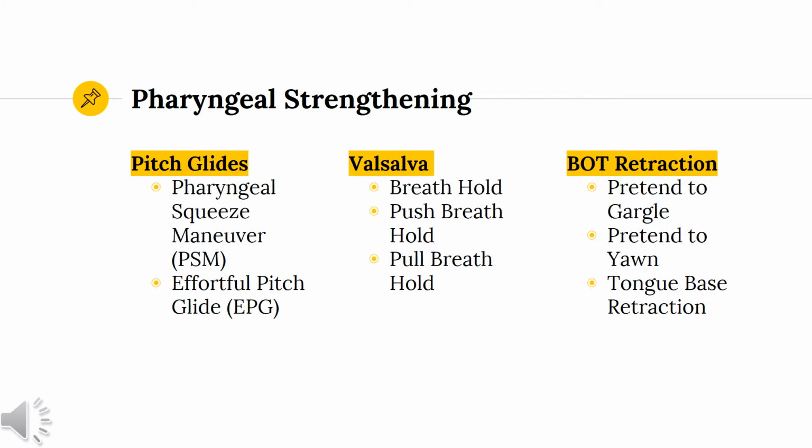Some other pharyngeal strengthening exercises that we used with Mr. Doe included the pitch glides, the Valsalva, and base of tongue retraction exercises. The literature is going to differentiate between the types of pitch glides. For example, the pharyngeal squeeze maneuver, also known as PSM, generates a forceful and effortful E sound to stimulate contraction of the pharyngeal constrictors. And the effortful pitch glide, the EPG, produces the E sound with a steady increase to the highest pitch. Once it's reached, you apply more effort to generate a forceful E sound.